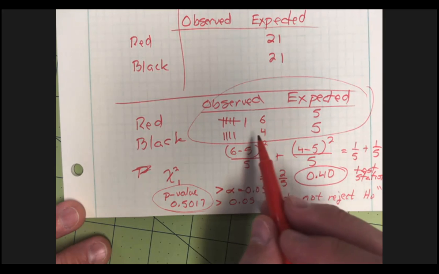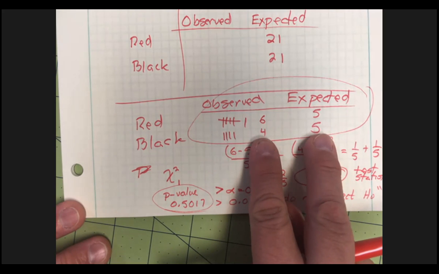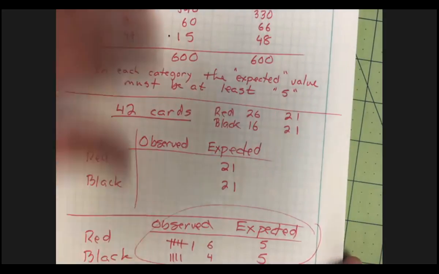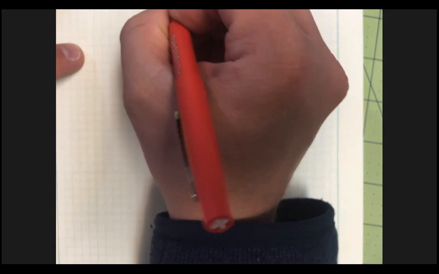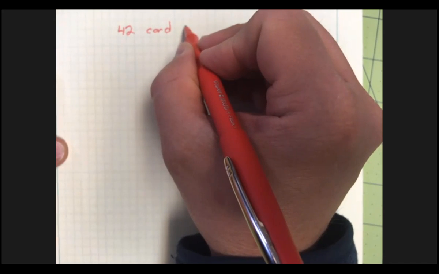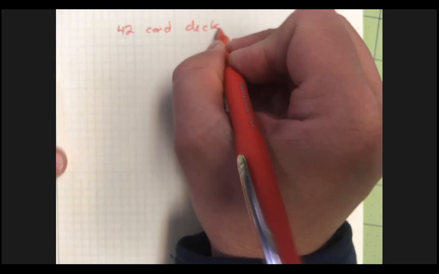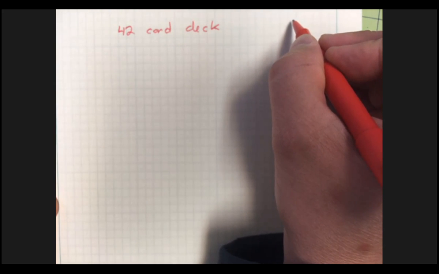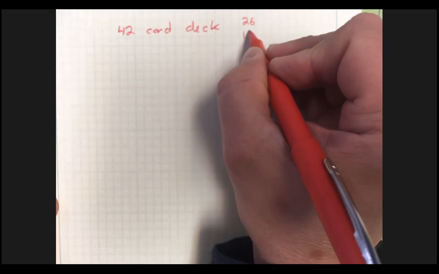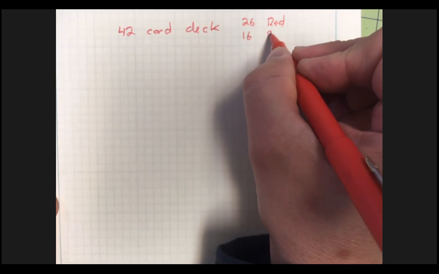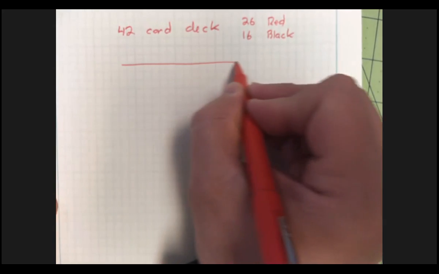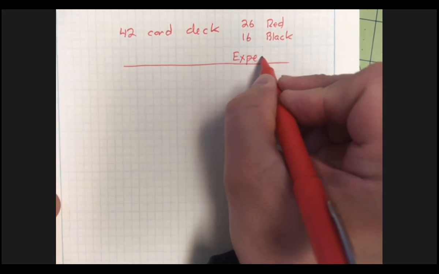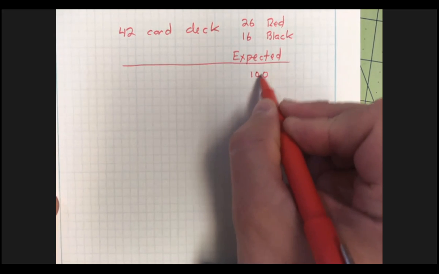So this is the problem if you only have a few trials. Now let's say we played this game 100 times. I'm going to go back to my paper here. And let's say that I have a 42 card deck, and you expect that there's 21 red cards and 21 black cards. But let's say 26 red cards, 16 black cards. And let's play the game 100 times. I cannot cut the cards in front of you 100 times. So I'm just going to make up a number.